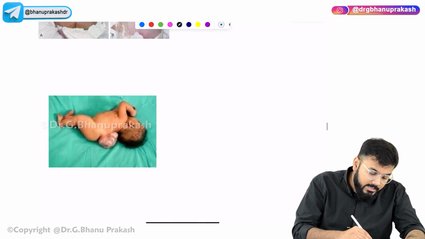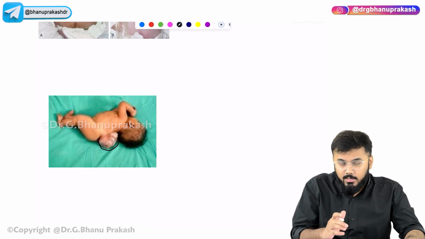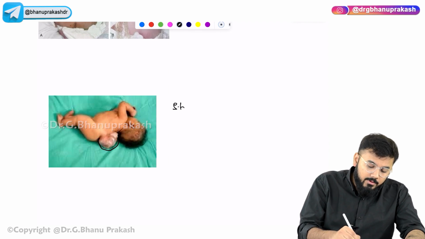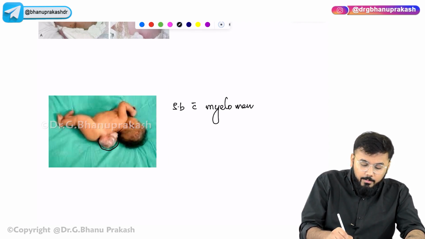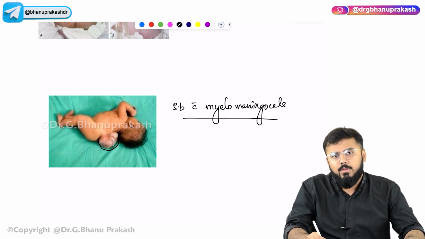Now, here also there is a cyst, but I don't find any kind of shininess over here. So this is spina bifida with myelomeningocele. Very, very important. Okay, very important.